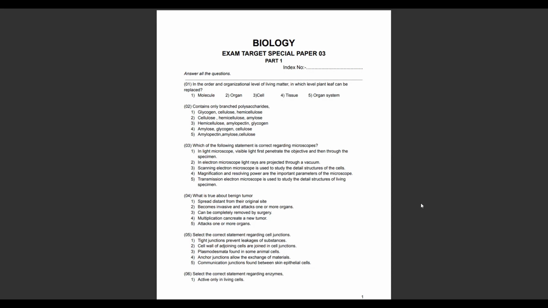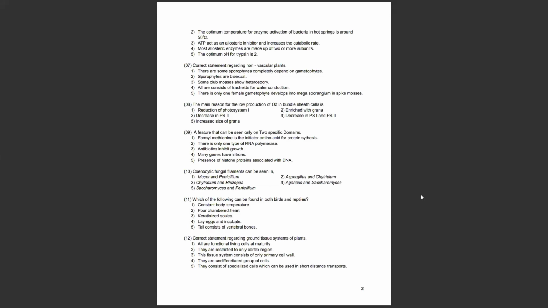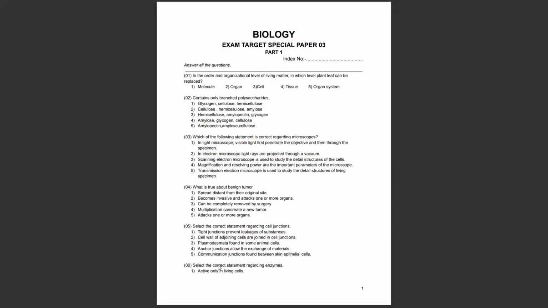Question number 6. Select the correct statement regarding enzymes. Right. Now, what are enzymes? Enzyme is a macromolecule, right? It acts as a biological catalyst and they are produced in living cells. Now, here they have given active only in living cells. No, it is not correct. They are produced in living cells, not active only in living cells.